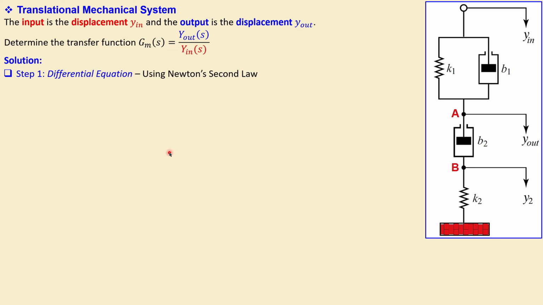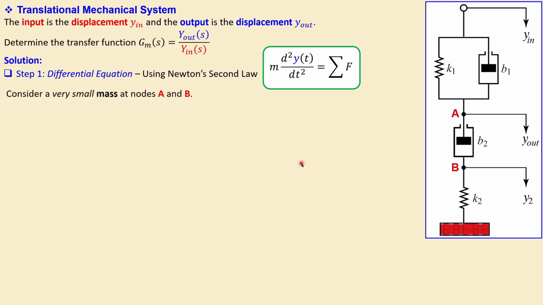Now we want to set up the equations of motion, and for that we can easily start with the differential equations. For the mechanical system we most often use Newton's second law, and that is given by this: the mass times the second derivative of the motion, the displacement, is equal to the sum of the forces. Considering now at points A and B a very small mass, because there are no masses given here, no mass drawing, we can consider a point mass, a very small mass, and then we can develop this using Newton's second law.